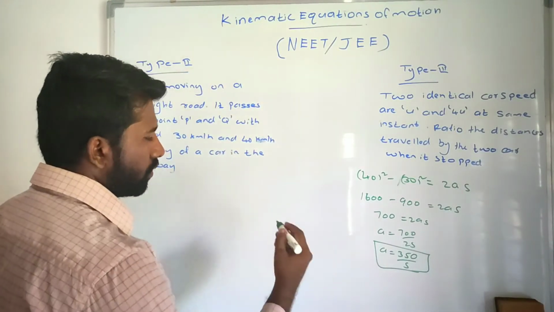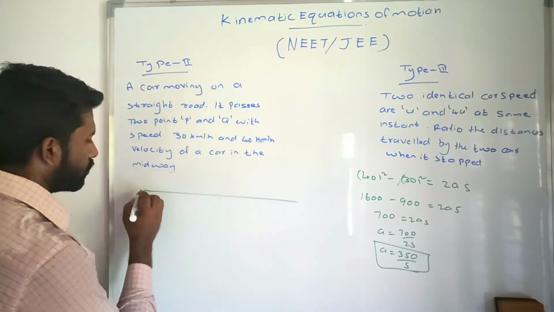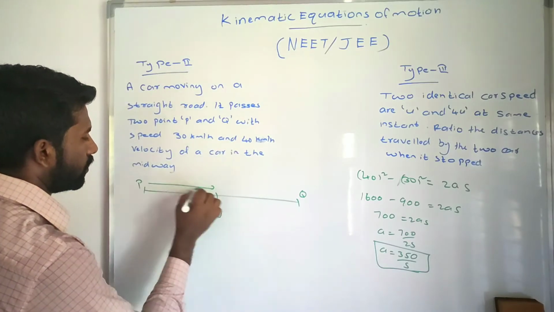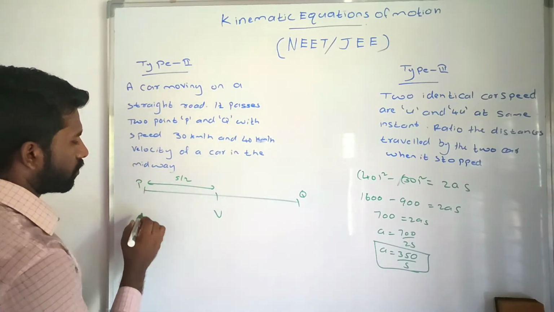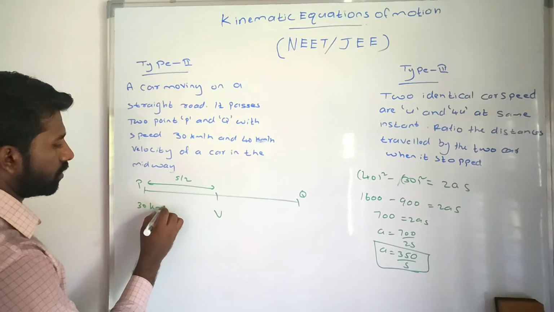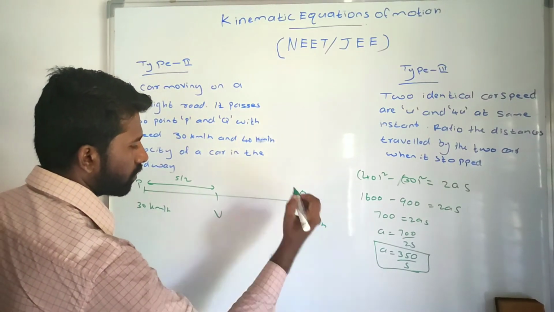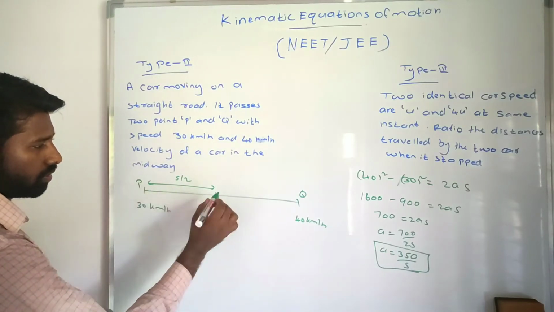Okay, next we will take the consideration, this is the point P and this is the point Q, this is the point V, that is the S by 2 distance. Here the velocity is 30 km per hour, here it is 40 km per hour. Okay, clear? Now I am taking this case.